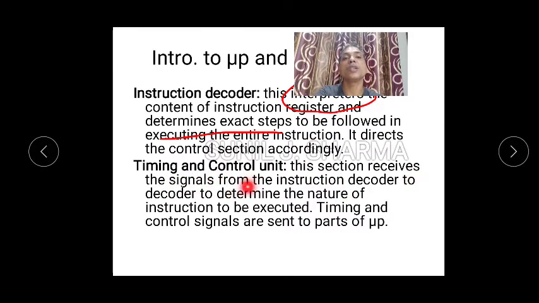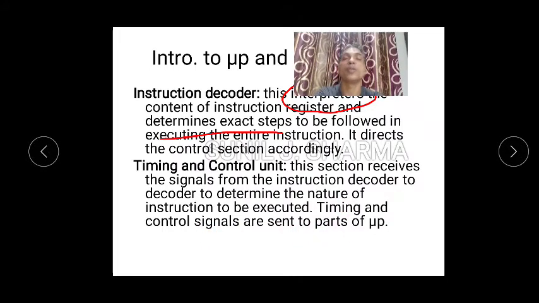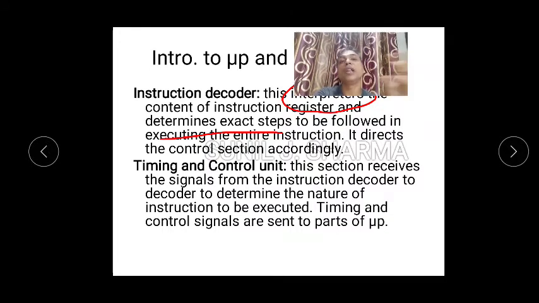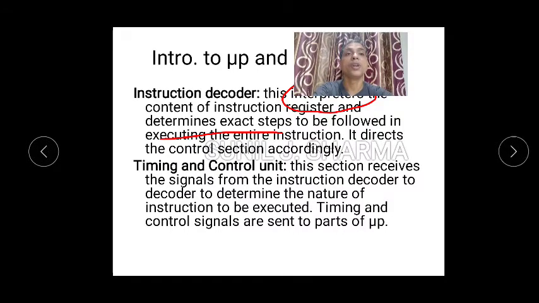Now let's come to the very important part, that is the timing and control unit. This section receives the signals from the instruction decoder to determine the nature of the instruction to be executed. So it decodes everything from the instruction decoder, then decides how to execute and which registers are to be taken into account for execution. Timing and control signals are sent to the other parts of the microprocessor. I hope you understood.